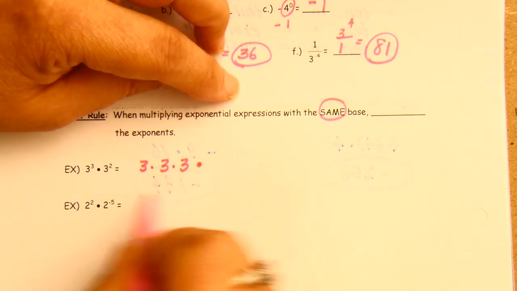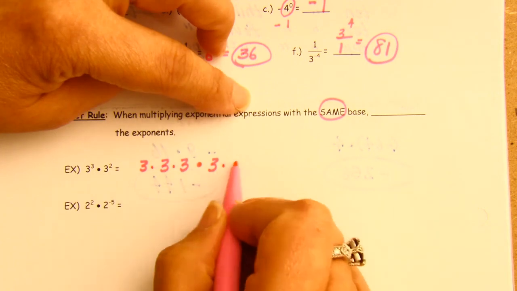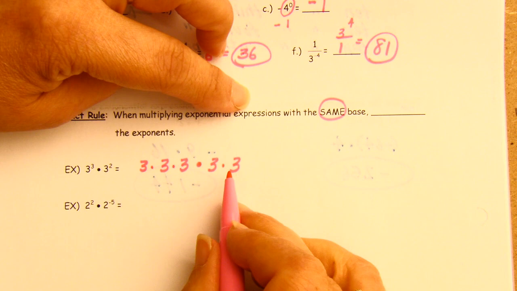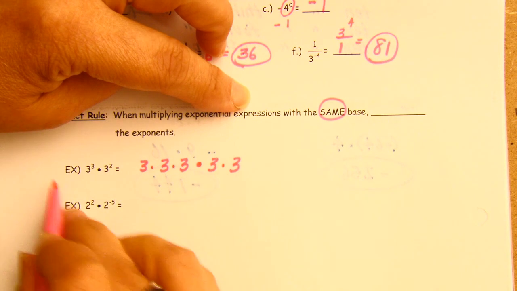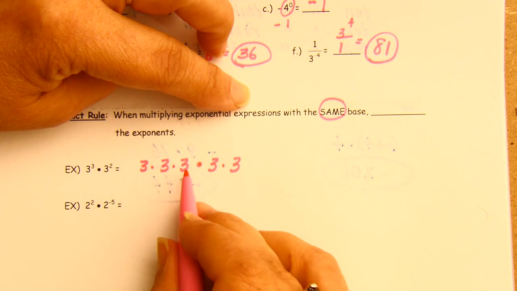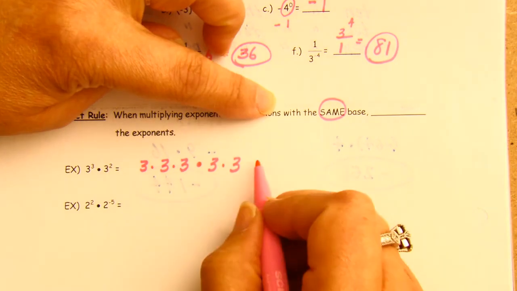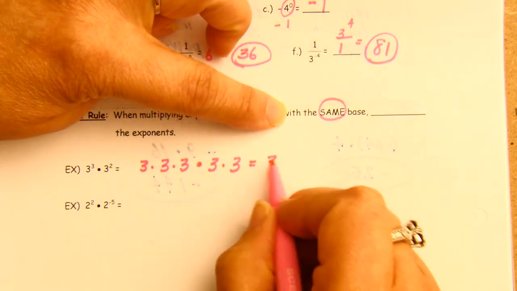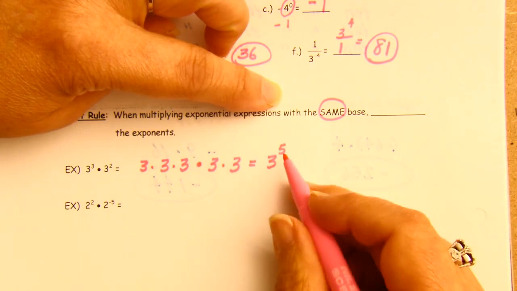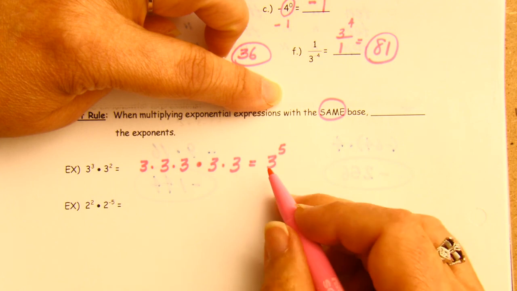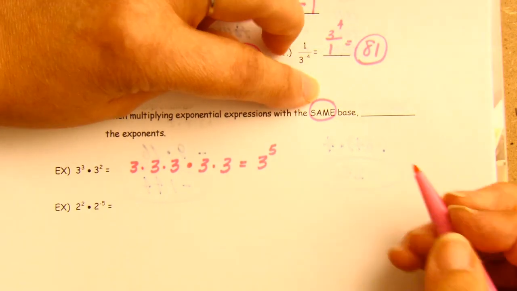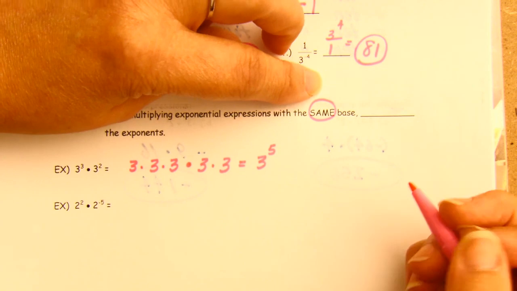3 cubed is 3 times 3 times 3. Here's my dot, that's that dot, and 3 squared, of course, is 3 times 3. This is the illustration of what's going on here. This is the short version, this is the long version. Well, let's count them up. 3, 3, 3, 3, 3. How many are there? Oh, 5. So this is 3 to the power of 5. Now you wouldn't leave it like this because this is a numeric base raised to a numeric power. And so put this on your calculator and tell me what 3 to the power of 5 is.